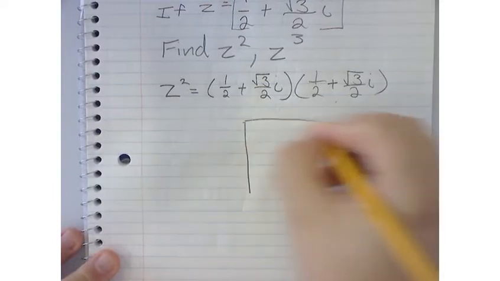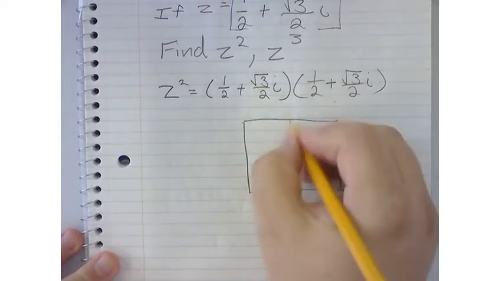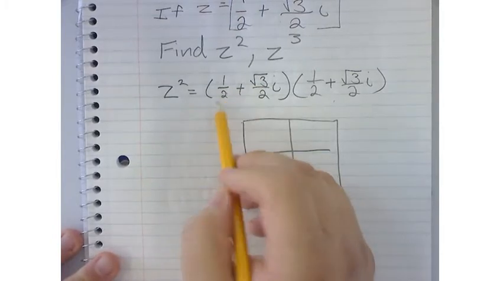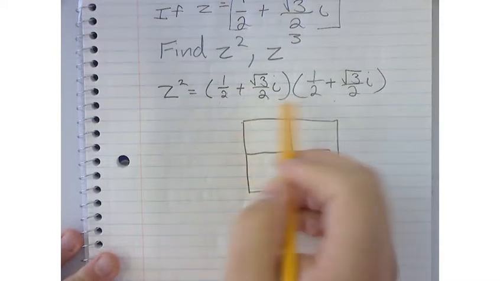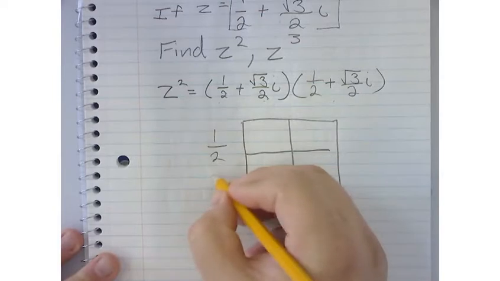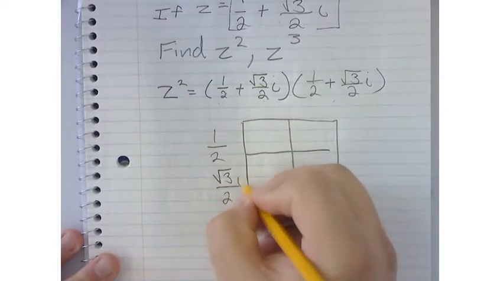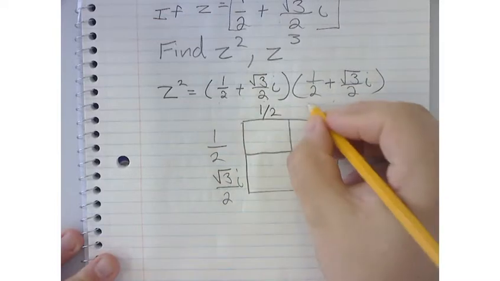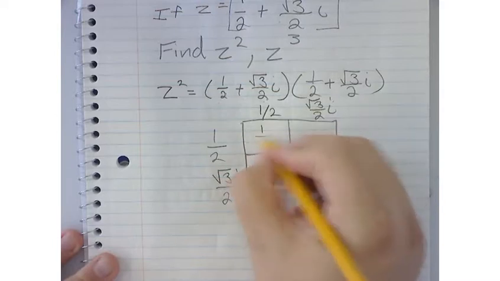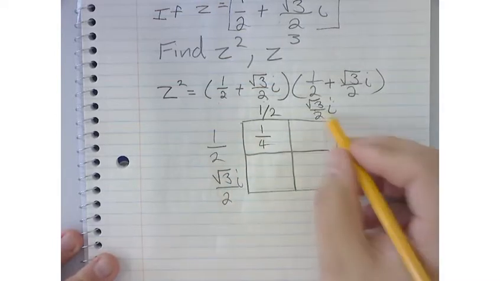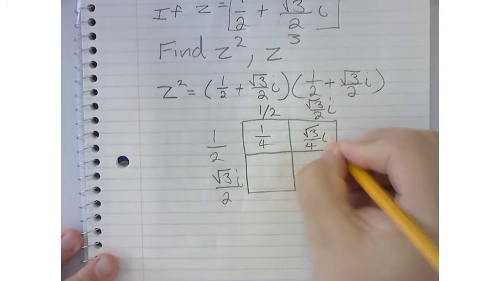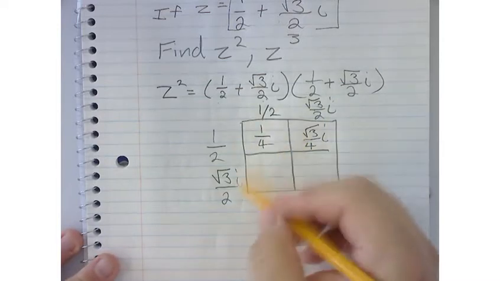Now if you memorize, remember there's special patterns, like a perfect square: if I square this, then add 2 times a plus b, and then square b, I'll get the answer. But we'll just write it out for now. So I've got 1/2 and the square root of 3 over 2i, and then 1/2 and the square root of 3 over 2i. So what's 1/2 times 1/2? 1/4. What's 1/2 times the square root of 3 over 2i? Square root of 3 over 4i, right? And then what's 1/2 times, hey, that's the exact same thing.